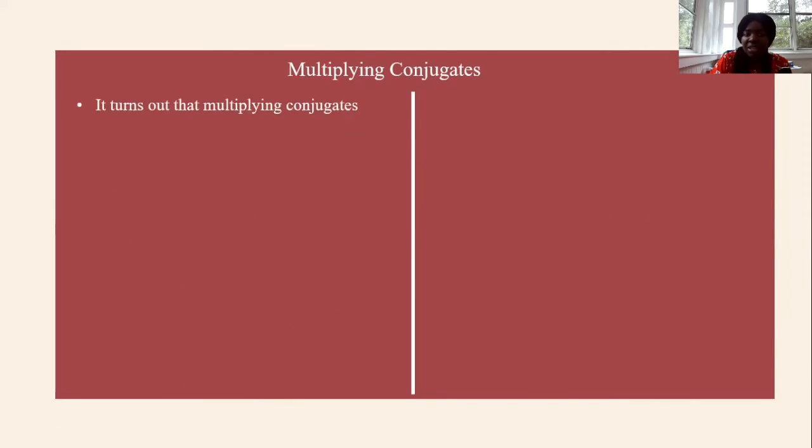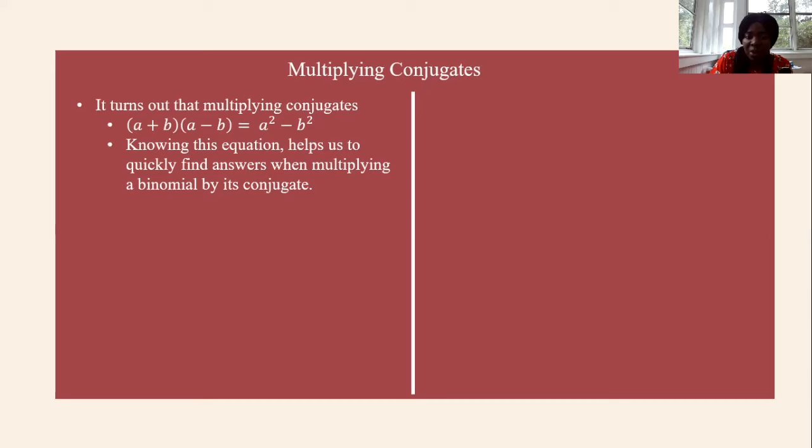Okay, so it turns out that when you're multiplying conjugates, a plus b times a minus b, the product is always going to be a squared minus b squared. So knowing this equation will help us to quickly find answers when multiplying a binomial by its conjugate. You don't have to go through the whole expansion process. You can just know this formula and then figure out your answer. I wanted to actually expand this one out. So I have a plus b and then a minus b. Okay, so let's multiply this.